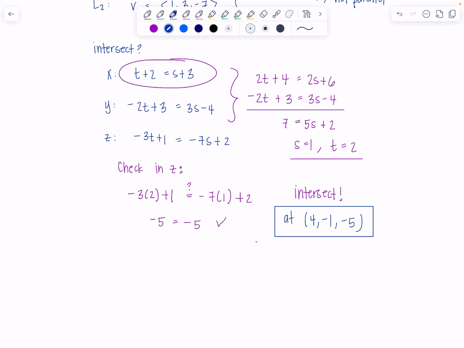So you should have checked all components. I think that's where maybe some people miss points.